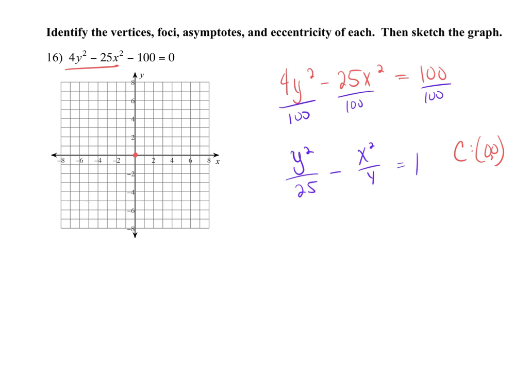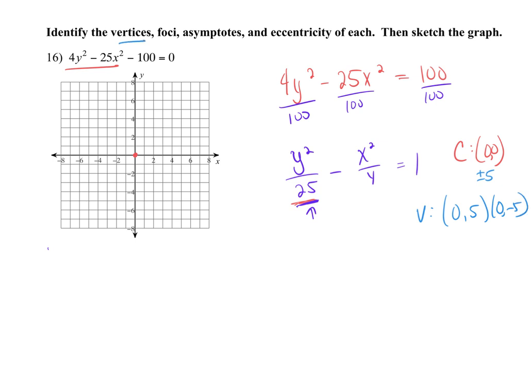From there, I'm going to find my vertices. If this is opening on the y, which I know because of this right here, then when I try to find my vertex, I'm going to take the number under the y and add or subtract it to my center. So I'm going to take my center, remember the value under the y is being squared, so I'm going to add and subtract 5 from my y value here. So my vertices are going to be at 0, positive 5 and 0, negative 5, right?